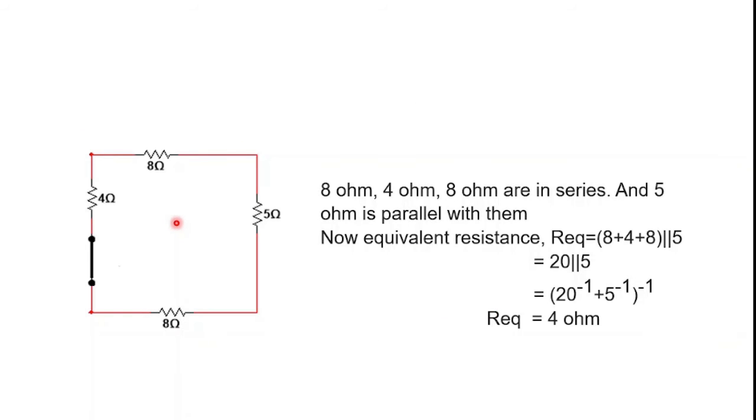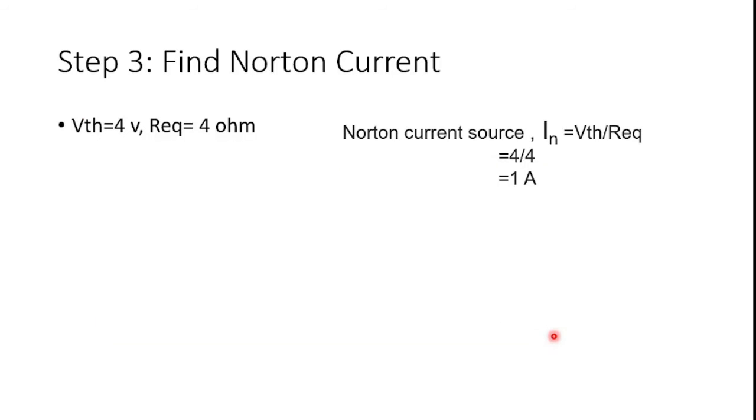If we find the R equivalent, we will see that these 3 resistors, 4 ohm, 8 ohm and this 8 ohm, are in series, and these 3 resistors are in a parallel connection with the 5 ohm resistor. If we do the basic calculation and the math, we will get our R equivalent equals 4 ohm. So we got our Thevenin voltage equals 4 volt, and our equivalent resistance equals 4 ohm.